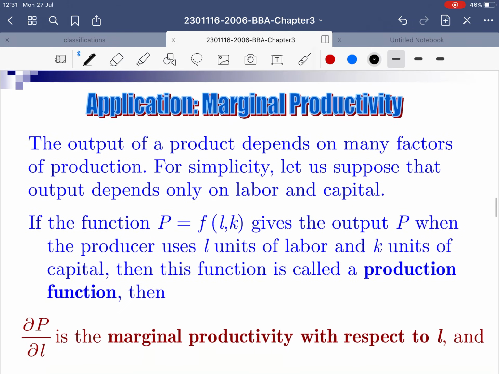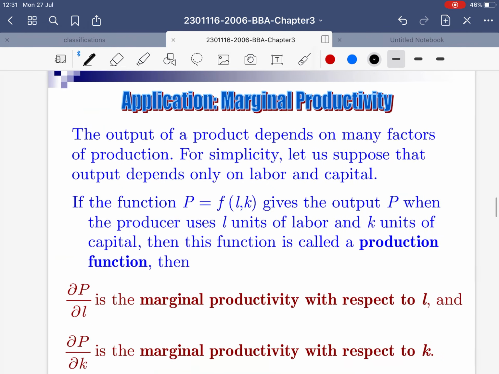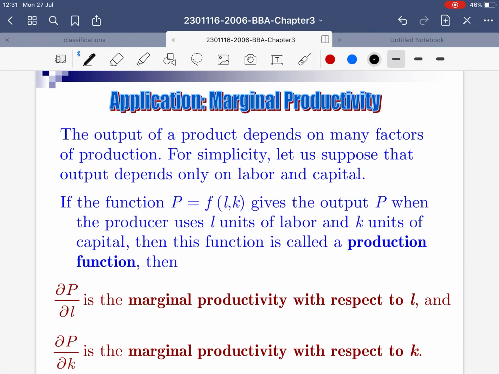Another application is also a marginal, but this one is called marginal productivity. The output of the product, of course, depends on many factors of production. One simple model is that the output depends on the labor and the capital that you invest. Does that make sense? The labor, I mean the number of laborers that can work for you, and the money that you can invest in.